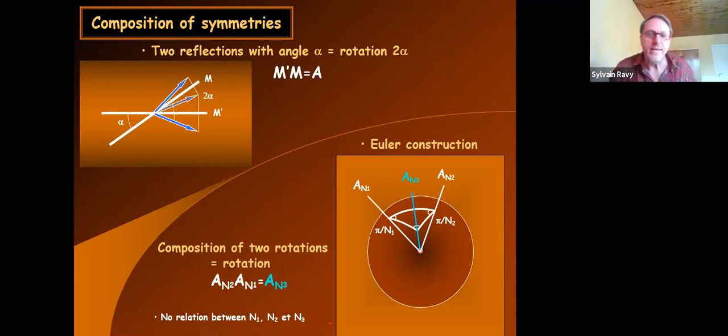Okay. And then another important rule: the composition of 2 rotations is another rotation. This is called the Euler construction, where you have 2 rotations, for example, an N1-fold rotation and an N2-fold rotation, and you combine them to get an N3-fold rotation. And these are related like that. This is important. You can see that you have a spherical triangle here with angles pi over N1, etc. So this is called the Euler construction. This is the main composition of symmetry that is useful for us today.